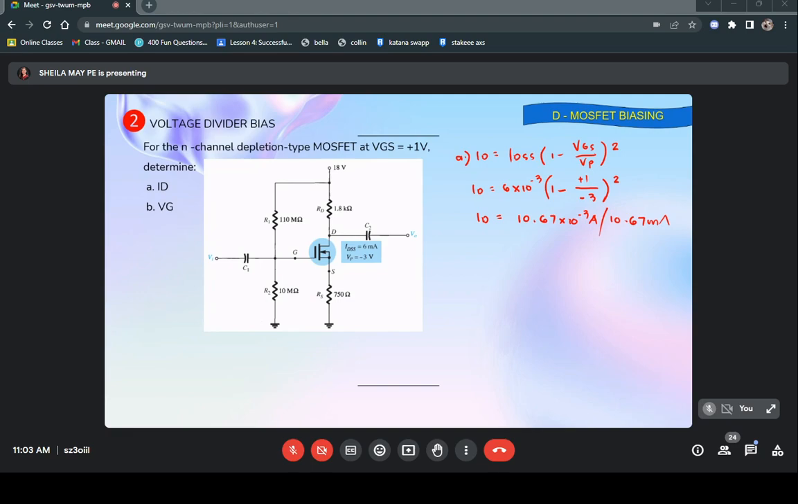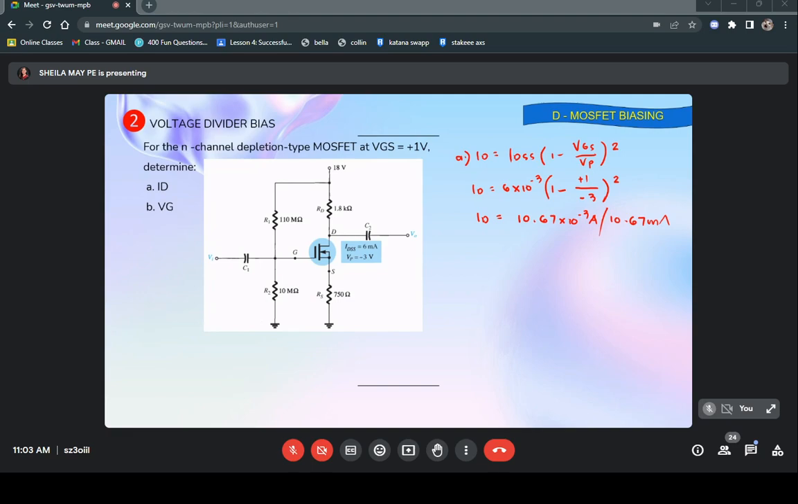0.24 milliampere per square volts. Ang unit for K is ampere per square volt. Okay, but in here it is milli, so you write milli. If you don't want to write milli, that's 0.00024 ampere per square volts.